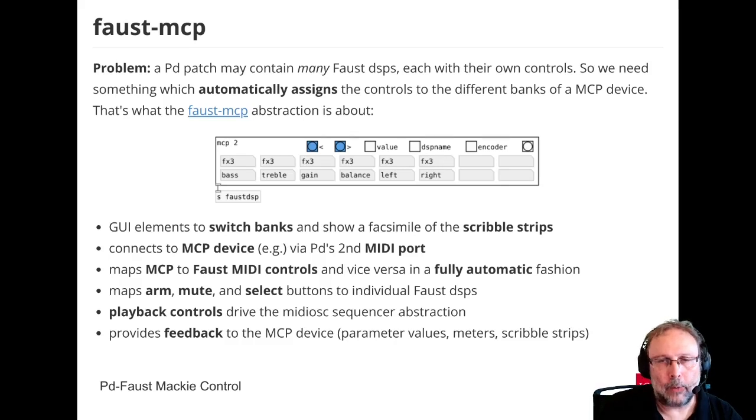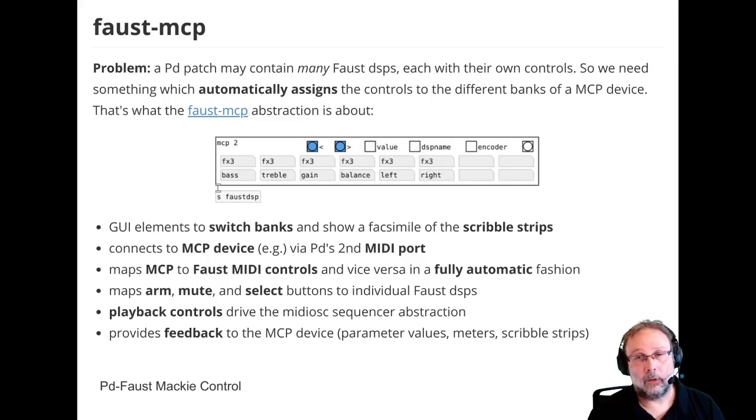The problem that we're trying to solve here is that if you have a Pd-Faust patch, you often have lots of Faust units, and each have their own MIDI controls. We want to have something which automatically assigns these controls to different banks of 8 controls each, to the faders and encoders of an MCP device. And this is what this abstraction does.